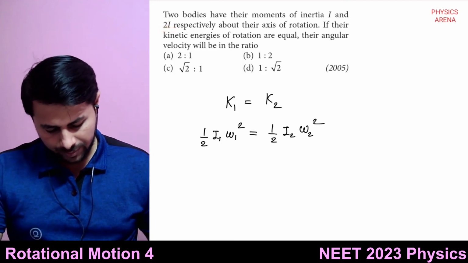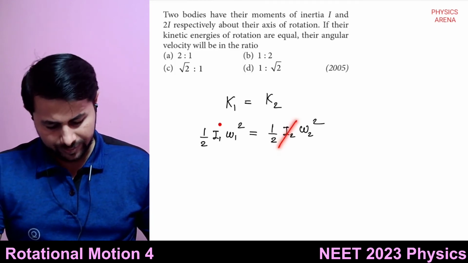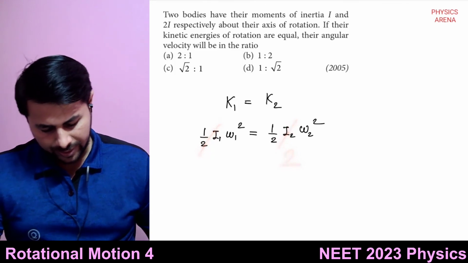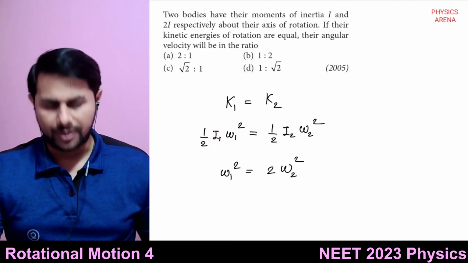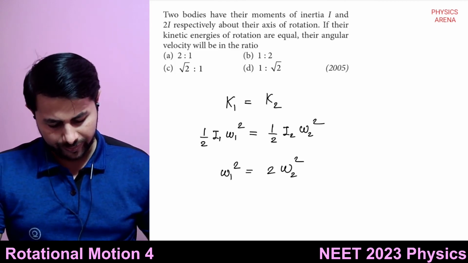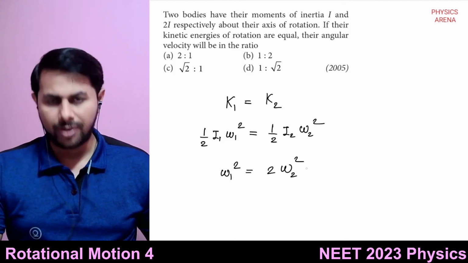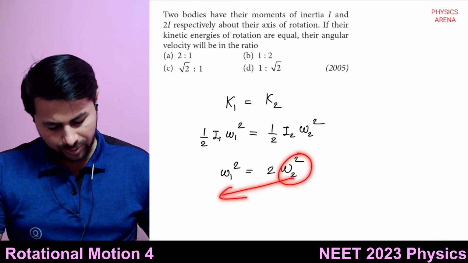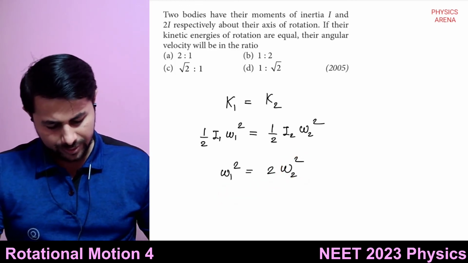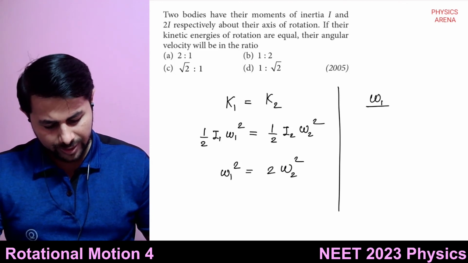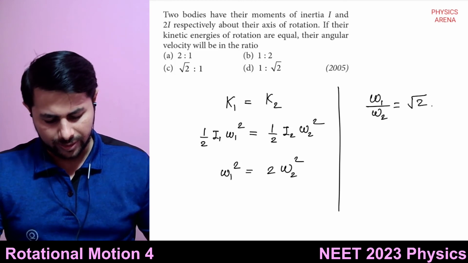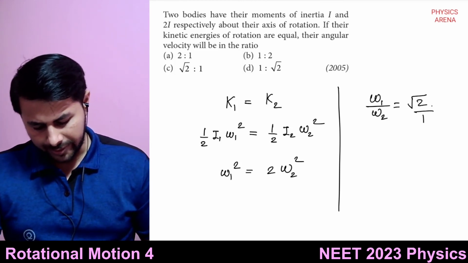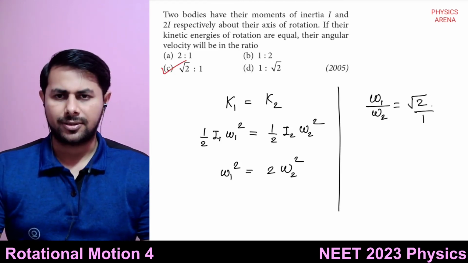So I2 is how much? 2 times I1. So you can divide this by I1. So 2 will remain there. So omega 1 square is equal to 2 times omega 2 square. Okay, this is what we have. And you want the ratio of omega 1 to omega 2. So take that omega 2 on the left hand side and take the square root. So omega 1 upon omega 2 will be square root of 2 is to 1, you can say. Okay, so option C is the answer.